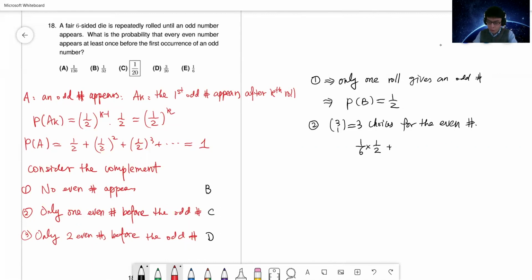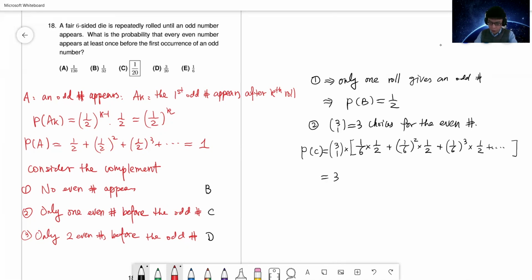If it's 3 rolls, we have 2 rolls giving this even number, and the third roll gives some odd number. For some odd number, the probability is 1/2. Similarly, we have 1/6 squared times 1/2. That means we have 4 rolls, 1/6 cubed times 1/2. By this argument, we have this summation. And actually, we have 3 choices for this even number, so we need to multiply this by 3. This is the probability of event C.